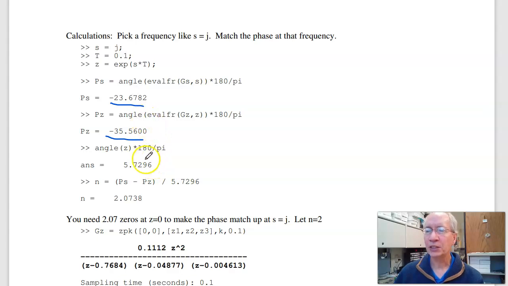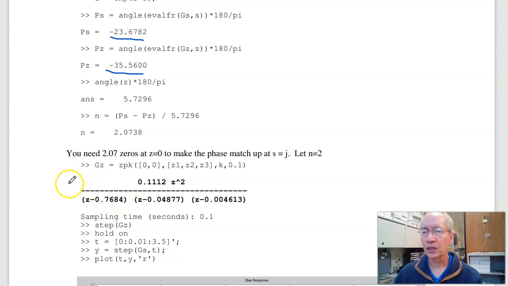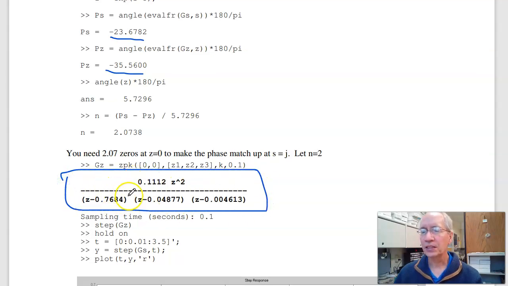So how many z's do I have to add so that minus 35 becomes minus 23? So n is 2.07. I need to add 2.07 zeros. I can't do fractions, so let's round to 2. So this is a slightly better version of g of z. This has the same DC gain, corresponding poles, and almost the right amount of delay. It's a little bit wrong because I need 2.07.